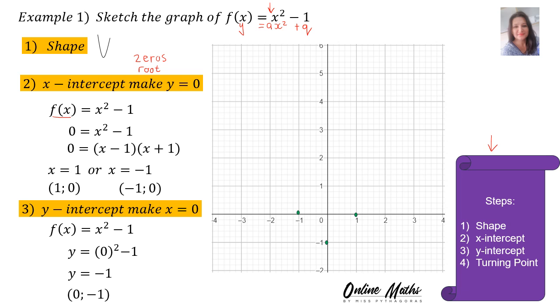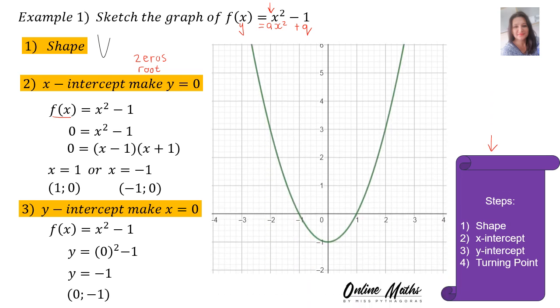We know the shape of the graph, therefore there's our graph. And remember, you have to add this is the y-axis, this is the x-axis, and the name of the graph. This one is f of x.